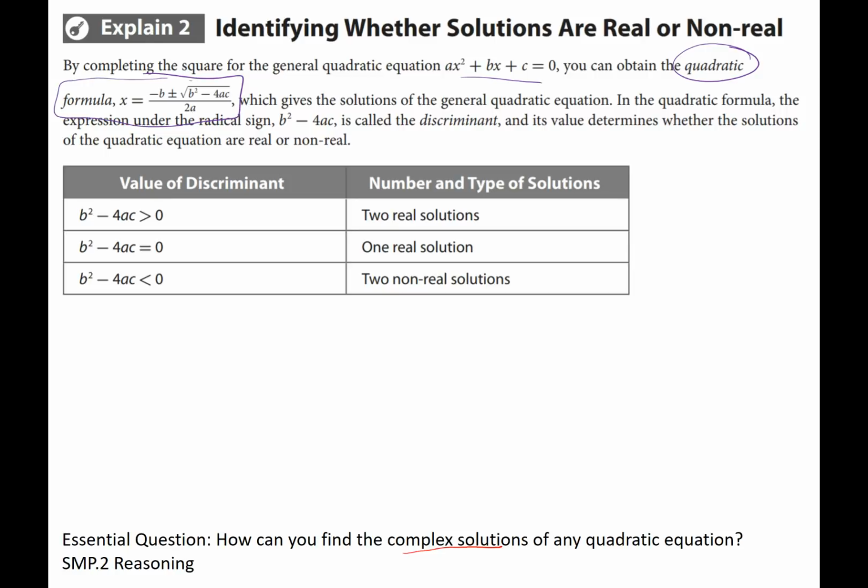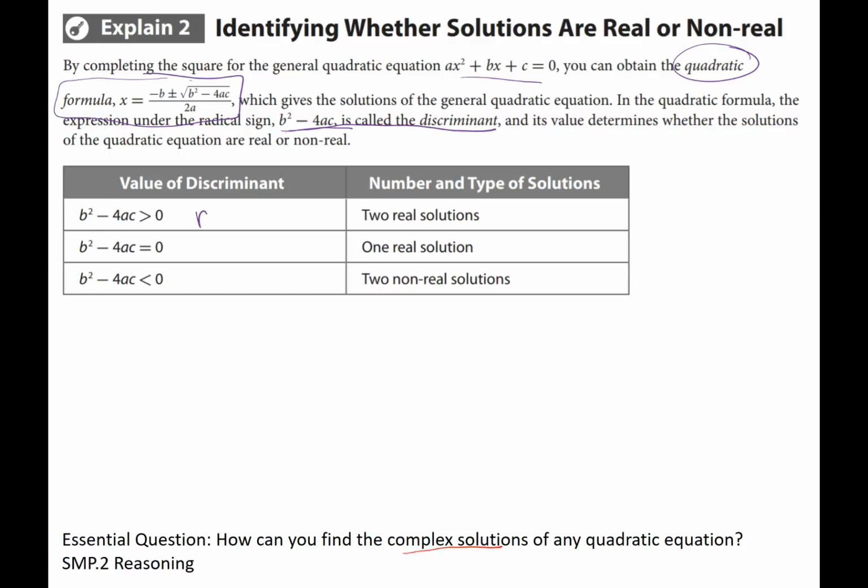In the quadratic formula, the expression under the radical sign, b squared minus 4ac, is called the discriminant, okay? So this thing here is the discriminant. And its values determine whether the solutions of the quadratic equation are real or non-real. So this chart tells us the values.